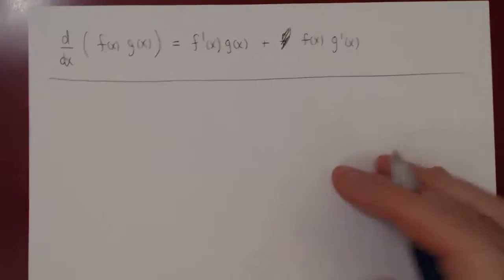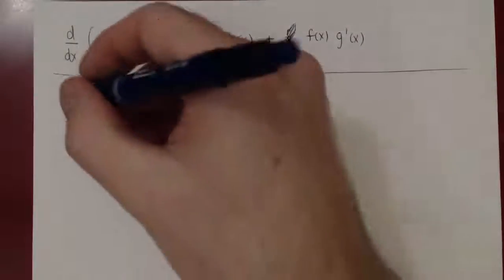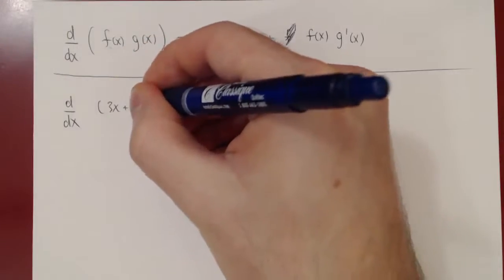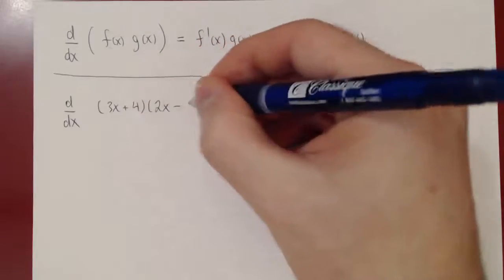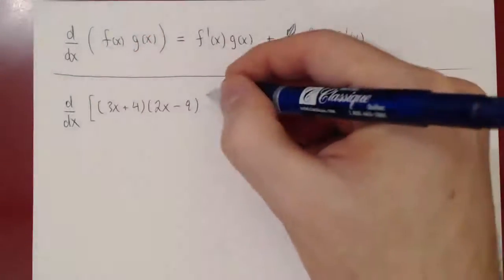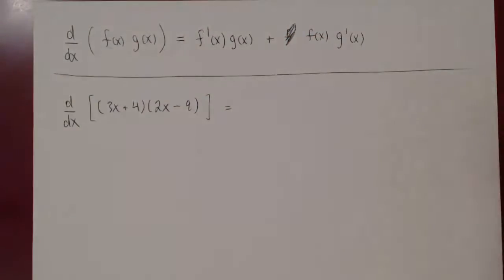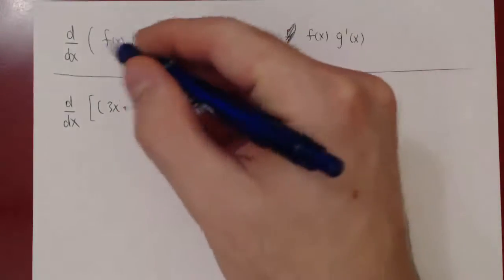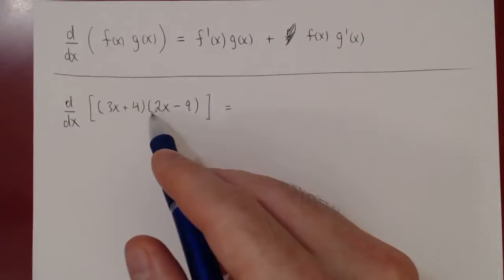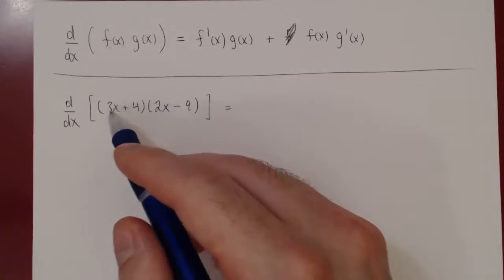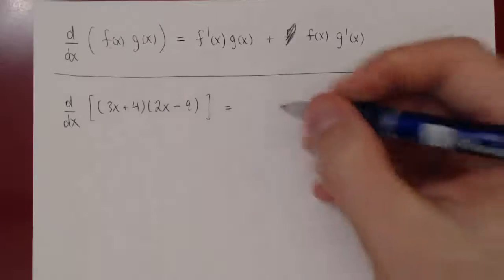Let's look at some examples. So if we start with, say, the derivative of, let's start with 3x plus 4 times 2x minus 9. Well, we ask for the derivative of the product of these two functions. We can apply the product rule now. So we differentiate the first function. The derivative of 3x plus 4, well, we have a sum of two functions, so we use the sum rule. Derivative of 3x is 3, plus the derivative of 4 is 0, so we get 3.